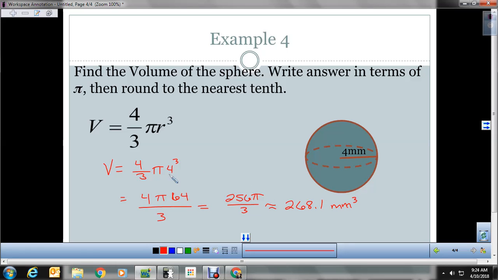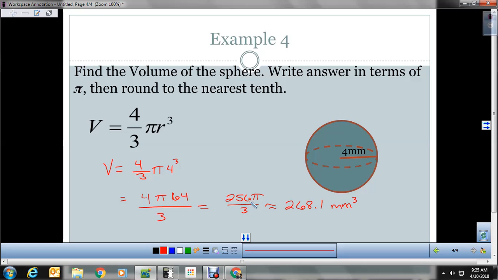All right, so if we come back here, plug in 4 for our radius. The cube of that is going to be 64, so we have 4 times pi times 64. Now, because 3 cannot go into either one of these numbers here, we can't simplify it down any. So that means we're going to multiply 4 times 64 and get 256 pi over 3. This is considered in simplest form.